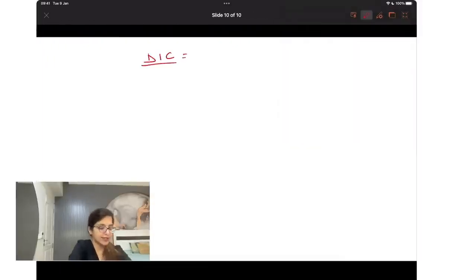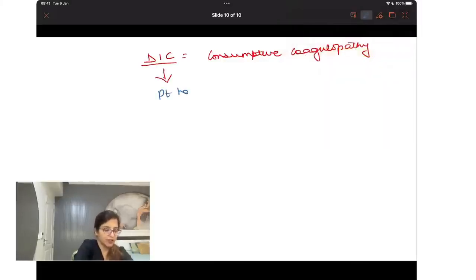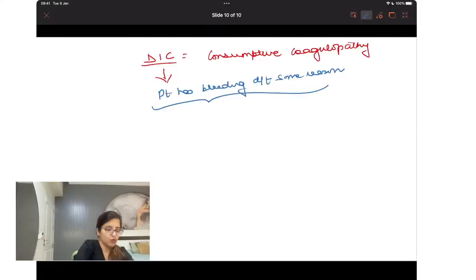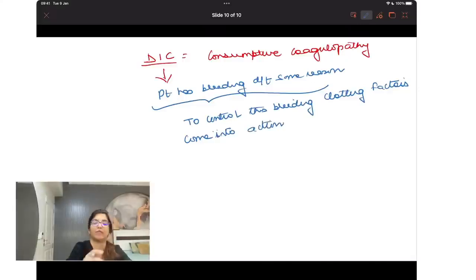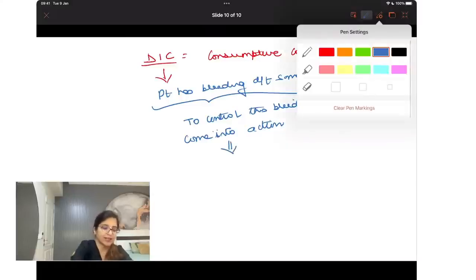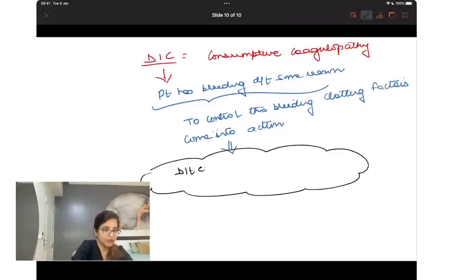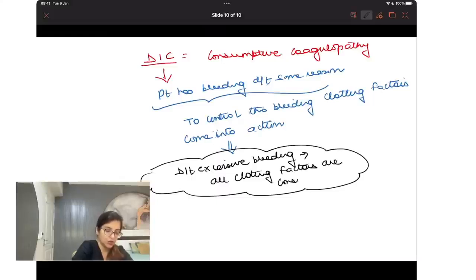DIC. What is DIC? DIC is consumptive coagulopathy. What happens in DIC? The patient has bleeding, right, due to some reason, and to control this bleeding, clotting factors come into action. The clotting factors come in at once, saying okay, bleeding has happened, let me stop this bleeding. Now what happens is that the bleeding is so much that there is excessive bleeding. So due to this excessive bleeding, all clotting factors get consumed. All clotting factors are consumed.